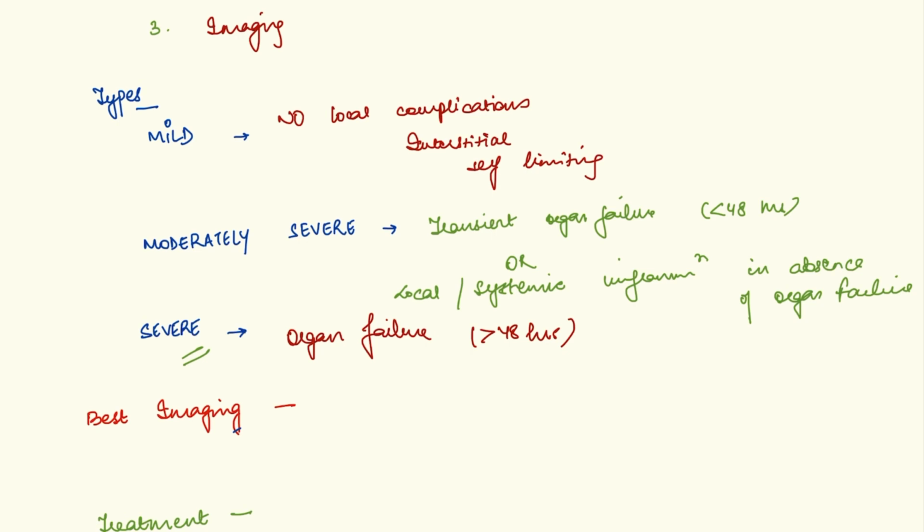Necrosis you can assess only after 3 to 4 days. So what is the best imaging? CECT whole abdomen. We'll use a contrast enhanced CT scan, and this is at 3 to 5 days of hospitalization. So necrosis and all you will see mostly after 3 to 4 days. You can see it clearly, so we will do CECT.